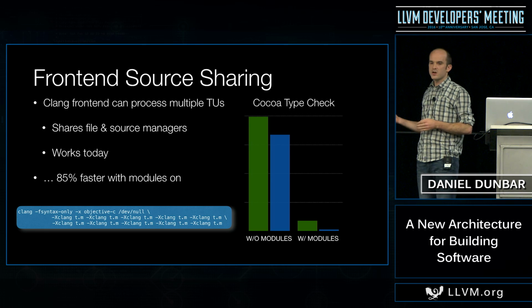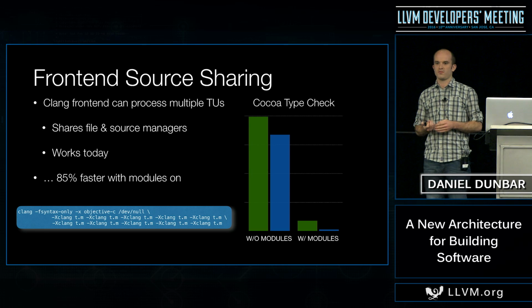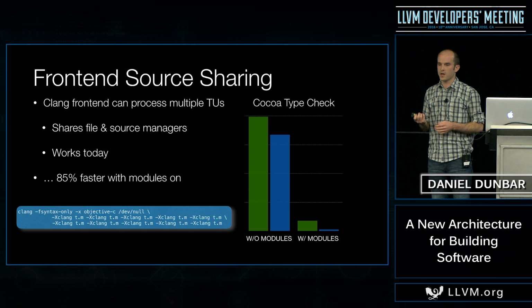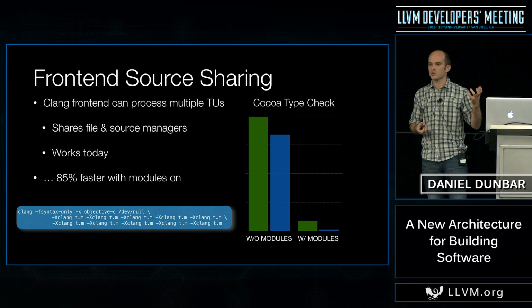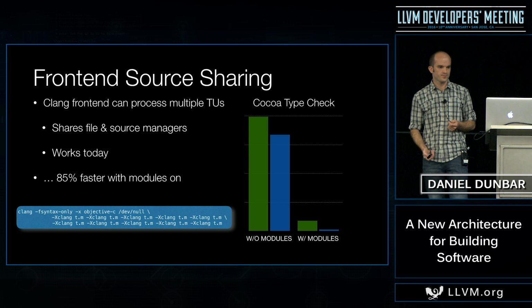If you have modules on, it's actually 85% faster. It's a huge speed up, because at that point, all the compiler is really doing is validating that module, and it only has to do that once.